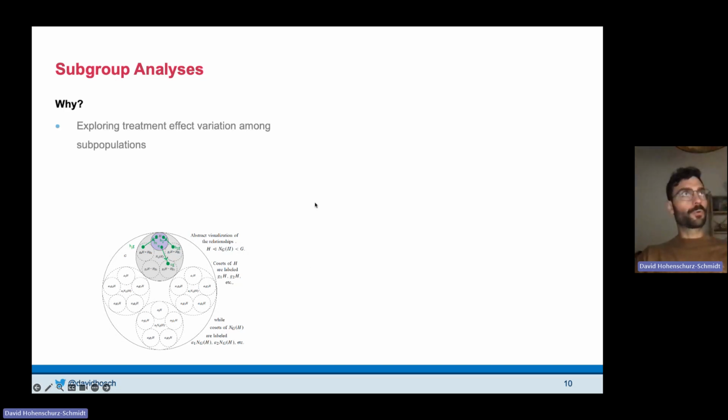Good reasons for conducting subgroup analyses are you want to explore the treatment effect variation among subpopulations. So you might be aware that there are subpopulations in your sample. You might have a group of diabetics, and within those there are some with good blood glucose control, and there are others where blood glucose isn't as well controlled. So you could split that into two and say, okay, we found an overall treatment effect. Let's see if that treatment effect was there in both of those groups, or whether actually this treatment is only efficacious for one of those groups.